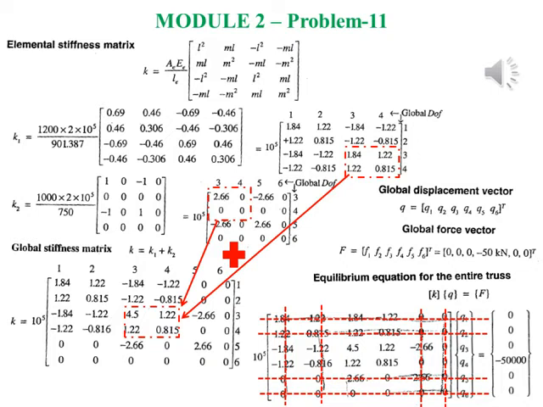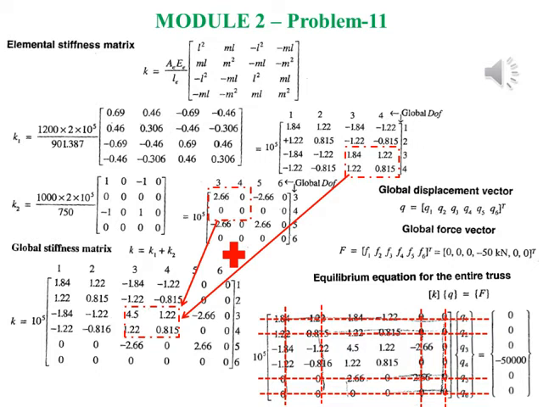So if we observe the diagram clearly, there is no load acting at node number 1 or node number 3. Only at node number 2 we have a 50 kilonewton load acting in the downward direction, that is in the y direction. Hence only F4 will have a value of minus 50 kilonewtons. The convention is minus because it is acting in the downward y direction. Hence we are representing it as minus 50. Rest all values of F will be 0 since there is no load acting at any other nodes.